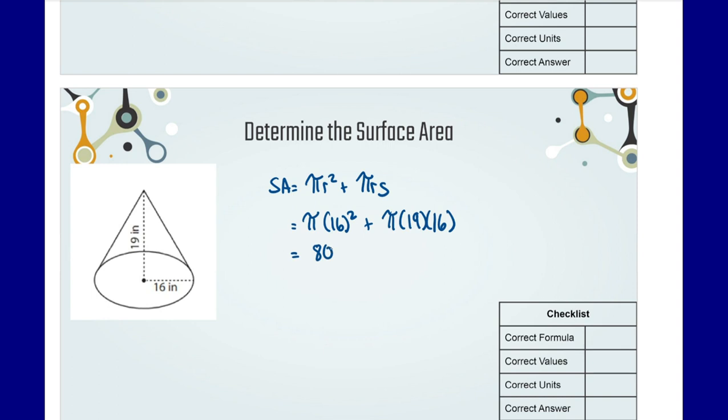The first one, 803.84, plus pi times 19 times 16, 954.56, and we just add those values together. 1,758.4 inches squared.